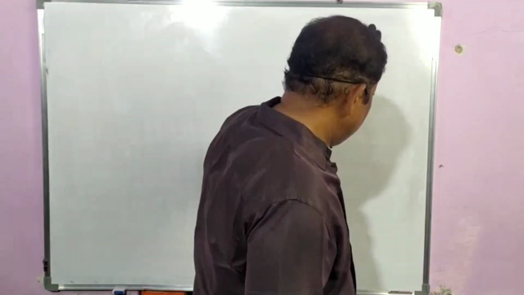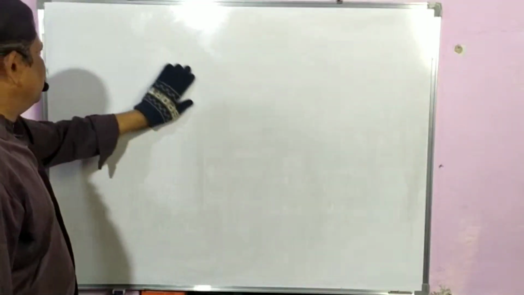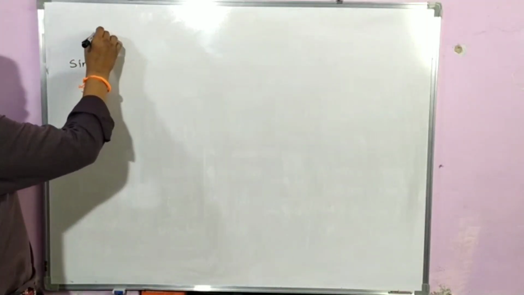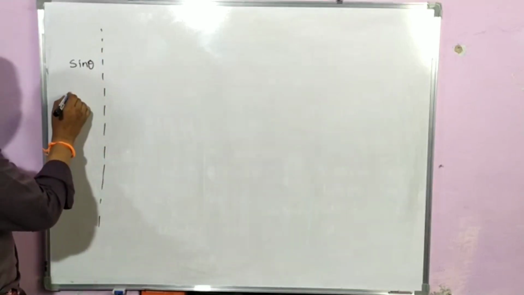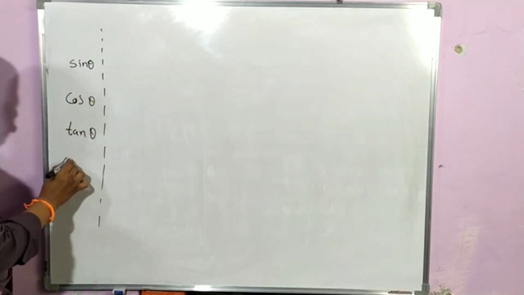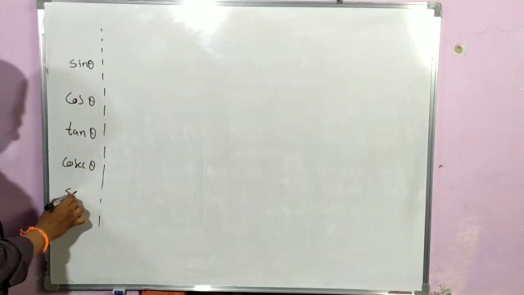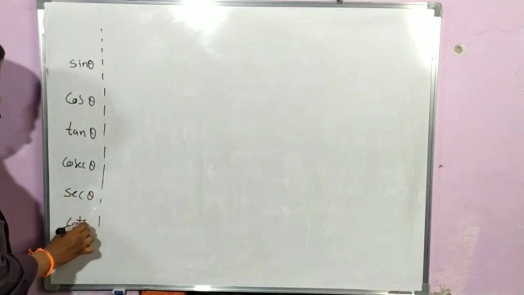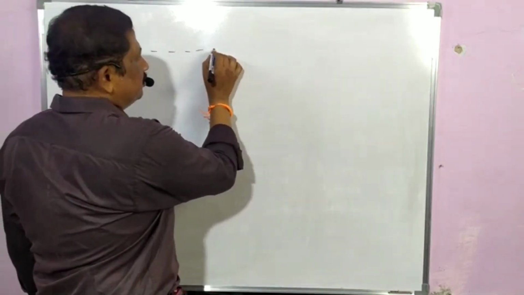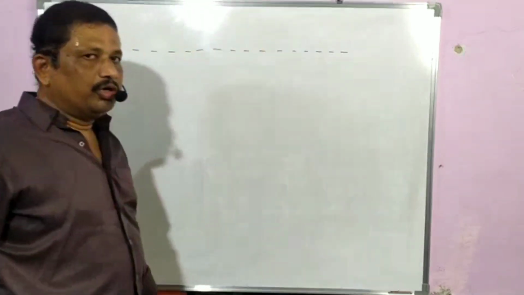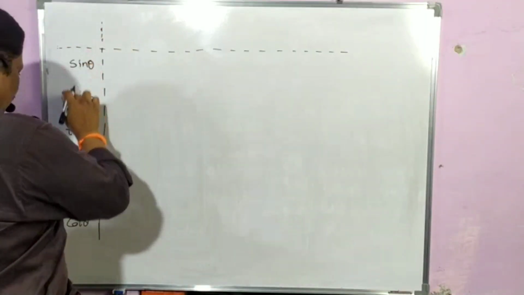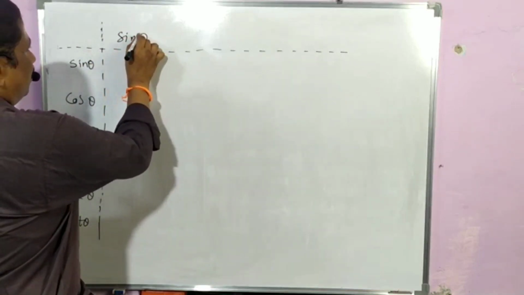Writing the trigonometric ratios into other trigonometric ratios. First we see sine theta. Next cos theta, tan theta, cosecant theta, secant theta, cot theta. So these six trigonometric ratios we are going to write in other trigonometric ratios. First we are going to write all six trigonometric ratios in terms of sine.